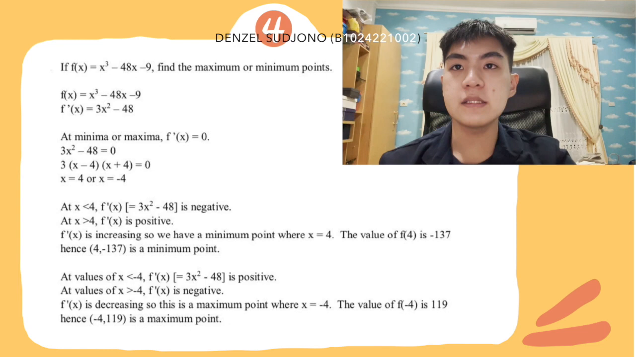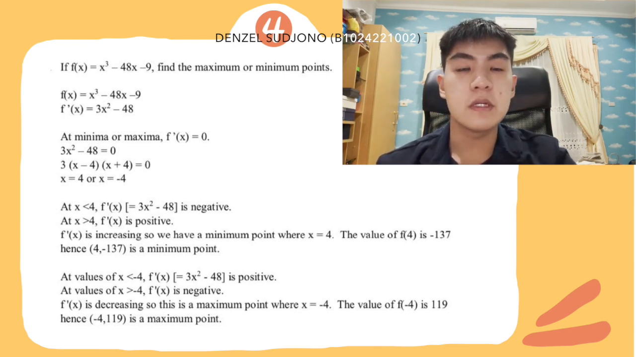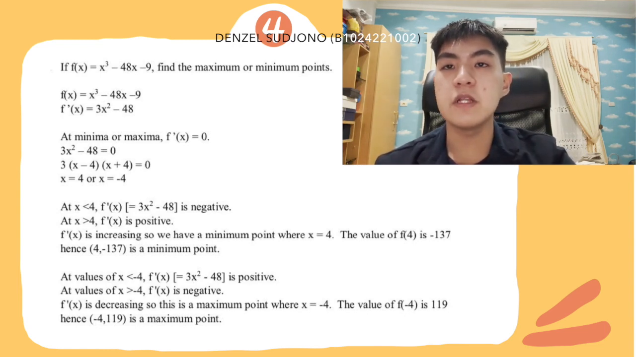At the values of x less than 4, the value of the first derivative is negative. And at the values of x more than 4, the value of the first derivative is positive. So the first derivative of the function is increasing, so we have a minimum point where x equals 4. The value of the function at 4 is negative 137. Hence, the minimum point is (4, -137).